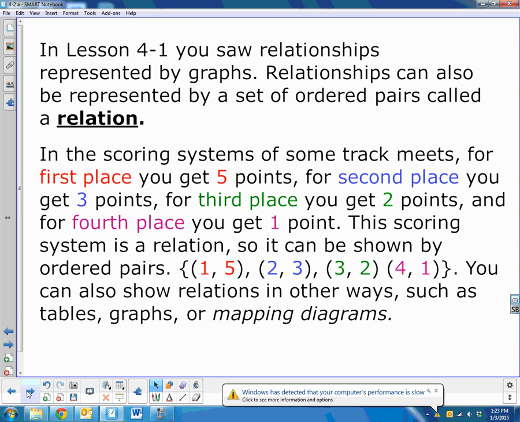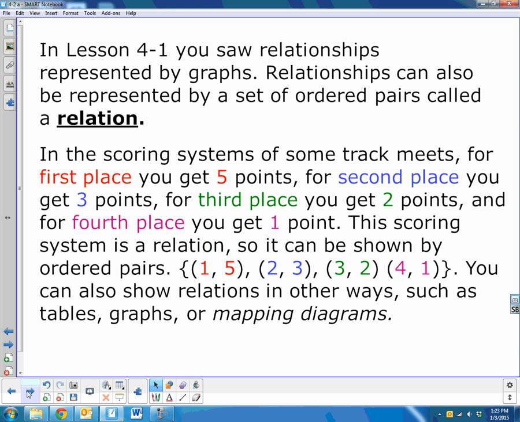So we did talk a little bit about functions already with graphs, and we showed how you could make a relationship between two different things, like how far you've gone and your speed, and how that affects your graph and how that looks as a graph. But there are other ways to represent functions.